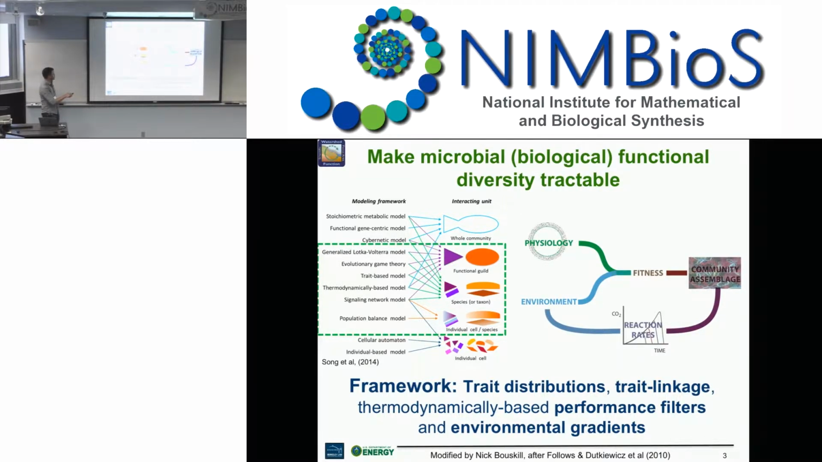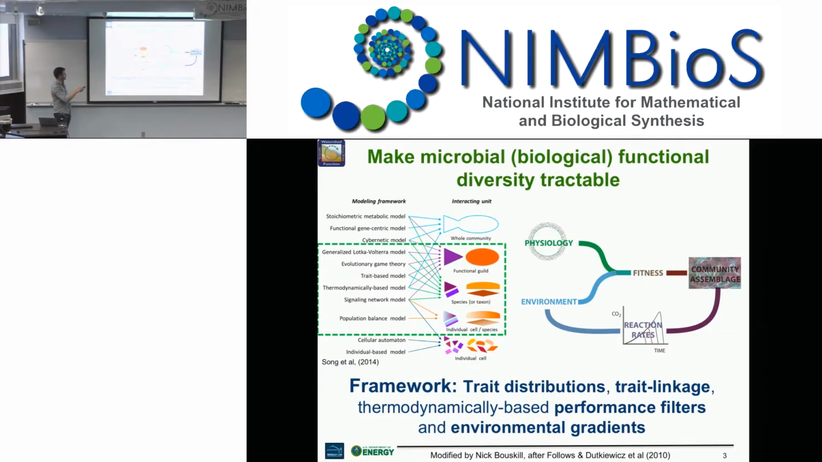There's a range of different approaches here, from individual-based models up to stoichiometric metabolic models. We work in the middle here, where we're abstracting some features of metabolism, but not at the whole community level, still representing trait distributions at the species or potentially functional guild scale. Our approach here is to quantify trait distributions, the linkage of traits, and to use a thermodynamically based performance filter. These are reactive transport models, so that we can allow environmental gradients to form at the scale of the microbe. I think you've probably all seen a version of this in Mick Follows' papers.